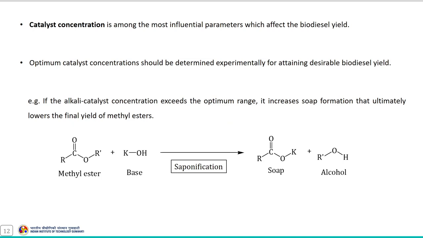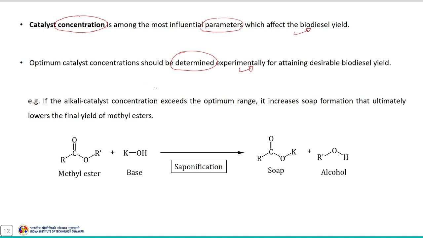Apart from the catalyst type, the catalyst concentration, or what we normally term catalyst loading, is among the most influential parameters which affect the biodiesel yield. Therefore, the optimum catalyst concentration should be determined experimentally for attaining the maximum biodiesel yield.